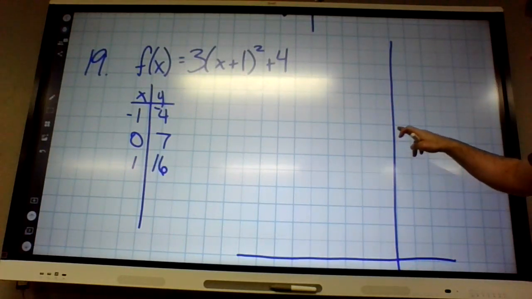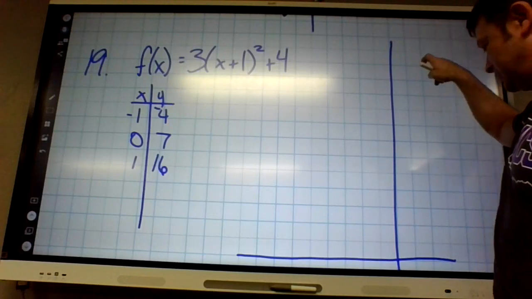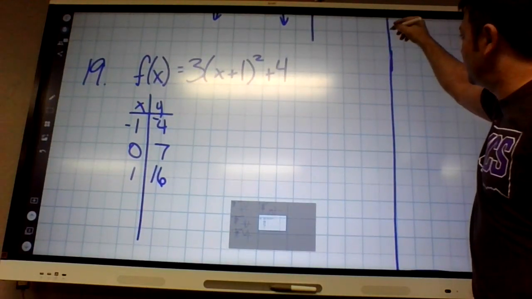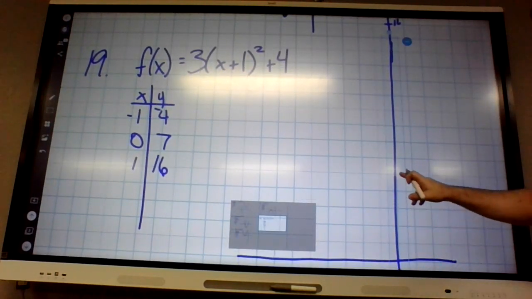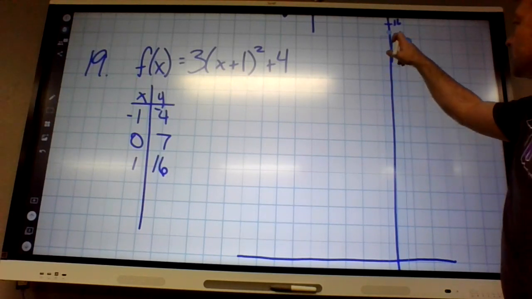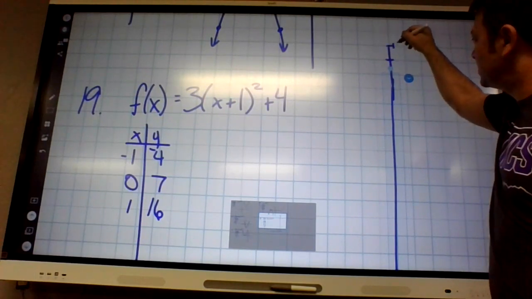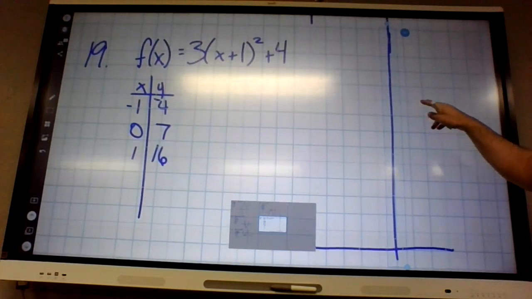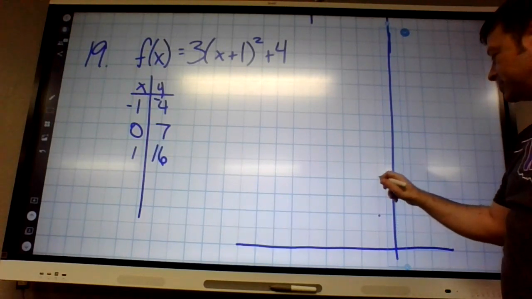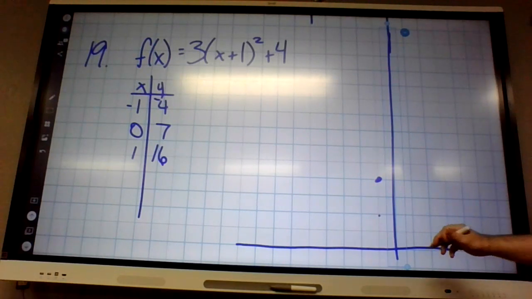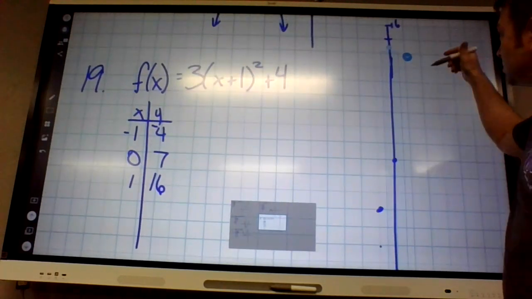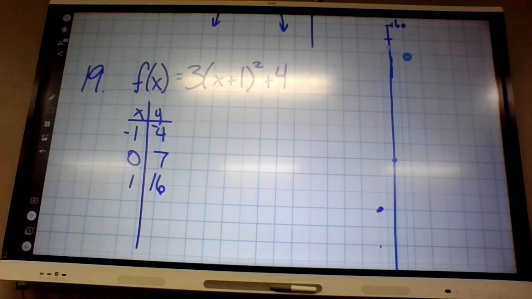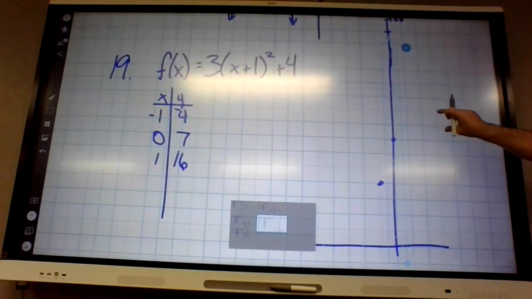Let's see if I can fit it. Such a big graph. 7, 8, 9, 10, 11, 12, 13, 14, 15. I did not make my graph big enough. Well, he told you to. That's only 15 actually. It's so steep. Can I count by twos? Yeah, you can count by twos. 6, 8, 10, 12. I can't even fit all mine on the same graph. Zoom out.